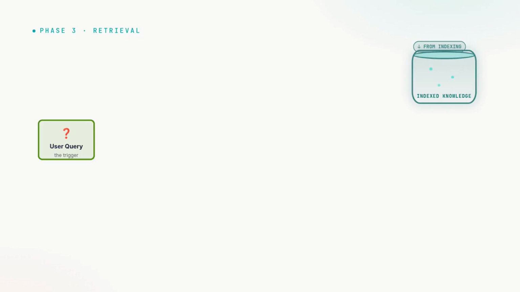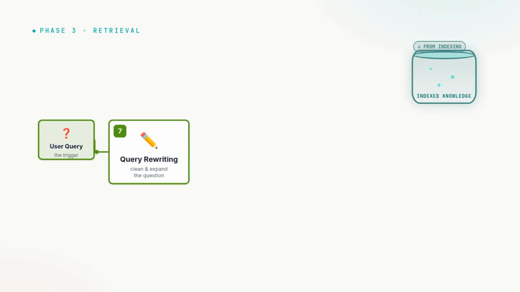Two things are already on screen: the indexed knowledge cylinder up top and the user query waiting on the left. The retrieval pipeline is about to connect them. Step 7. Query rewriting. Users don't ask clean questions, they're vague, they're missing words, they're loaded with pronouns. So the query gets rewritten and expanded before it ever touches the index. A better question in, better chunks out.